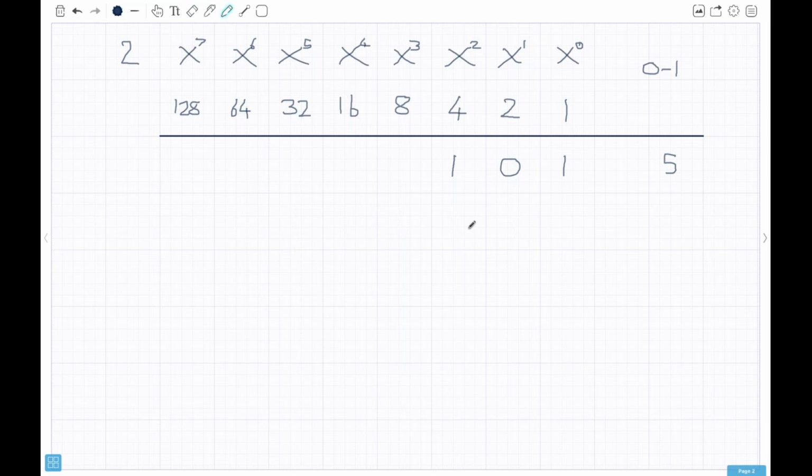What if I have 1, 1, 1? I have 1 4, 1 2, and 1 1. That adds up to be 7. Now, pay attention to this. If all of these are 1, it's 1 minus the next column. So this is 8. If these are all 1, it's 1 minus the next column. It's 7, which is 8 minus 1.